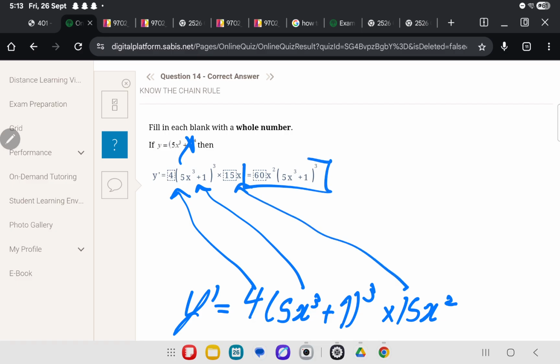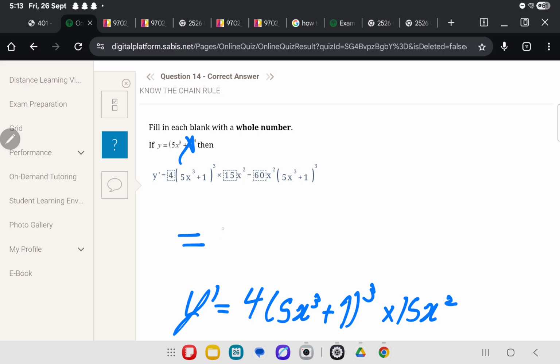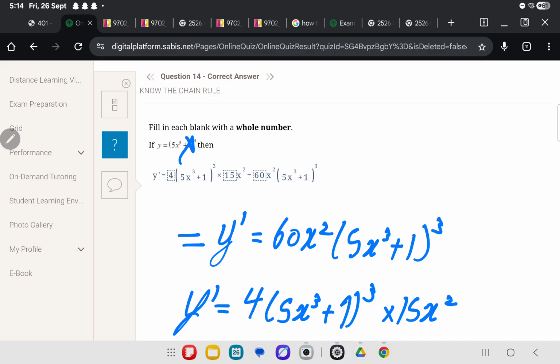Now, they wrote equals and then they got this. How did they get this? They just simplified what we have. So simplifying this will give me y prime is equal to, now, 15 times 4, 60. 60x squared, and then they kept this the same. They kept the 5x cubed plus 1 cubed the same. Okay, done. This is our correct answer.